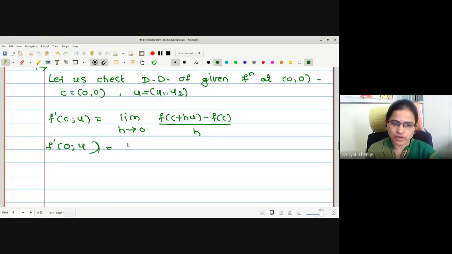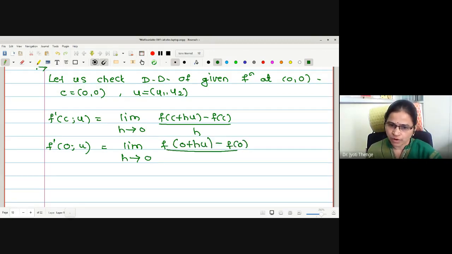Now let me write f dash of 0 comma u. What is f dash of 0 comma u? Limit h tends to 0, f of 0 plus hu minus f of 0, divided by h. Now let me write in terms of coordinates. What is the coordinate of the hu vector? It is f of hu1, hu2 minus f of 0, 0, everything divided by h.